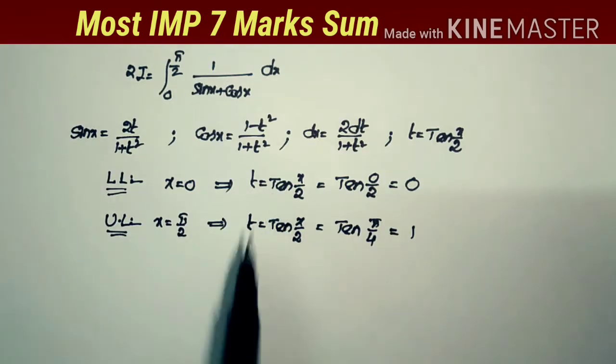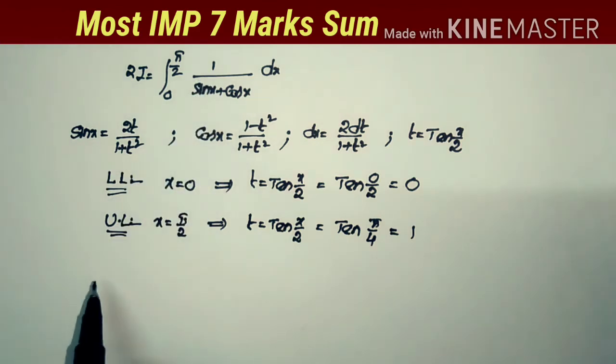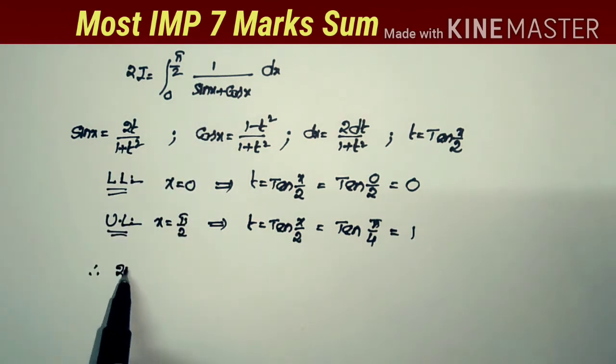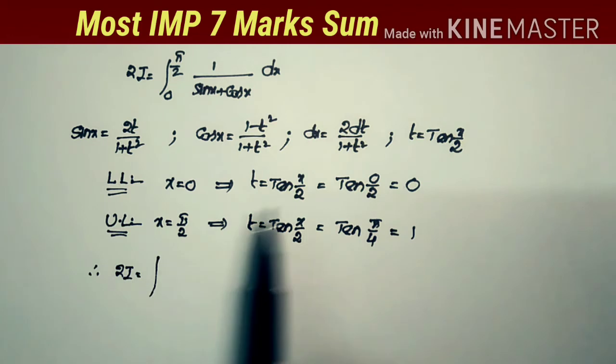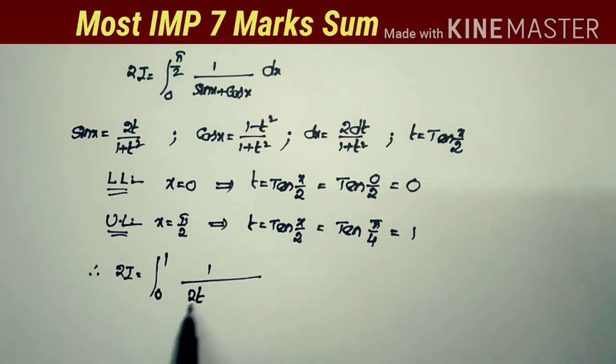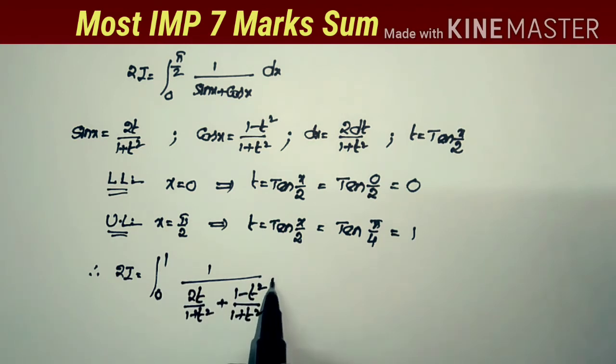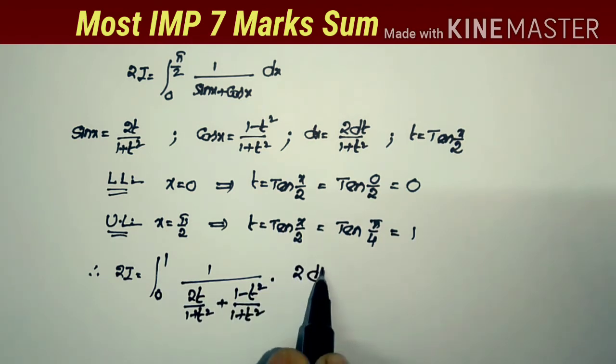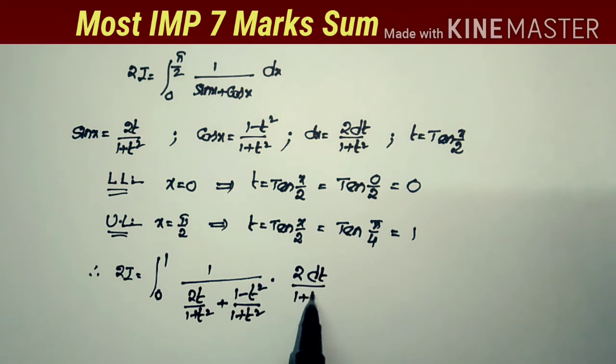Now we replace these two values in this problem. Therefore the value of 2I is equal to integral with lower limit 0 and upper limit 1 of 1 by (sin x value 2t by (1 plus t square) plus cos x value (1 minus t square) by (1 plus t square)) into dx value 2 dt by (1 plus t square).